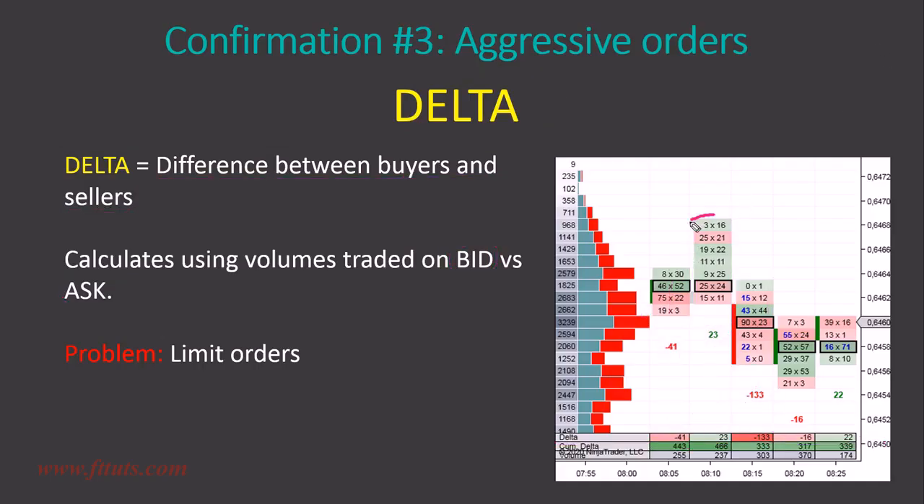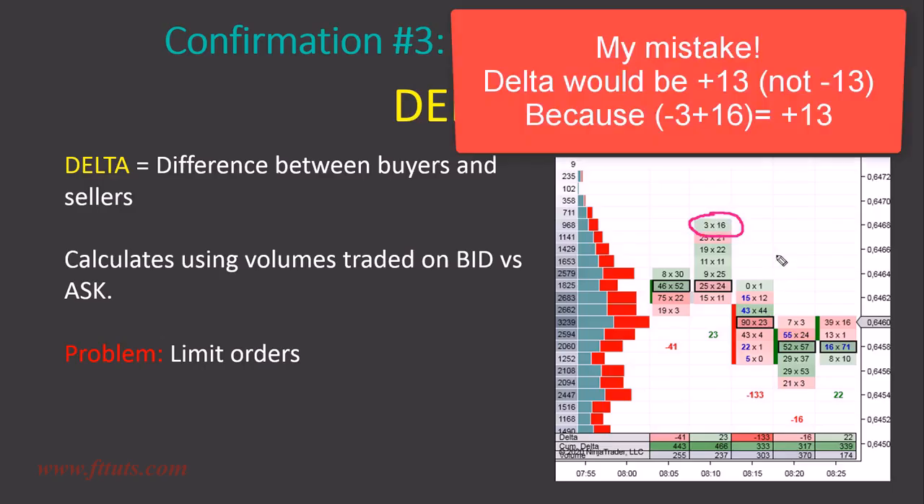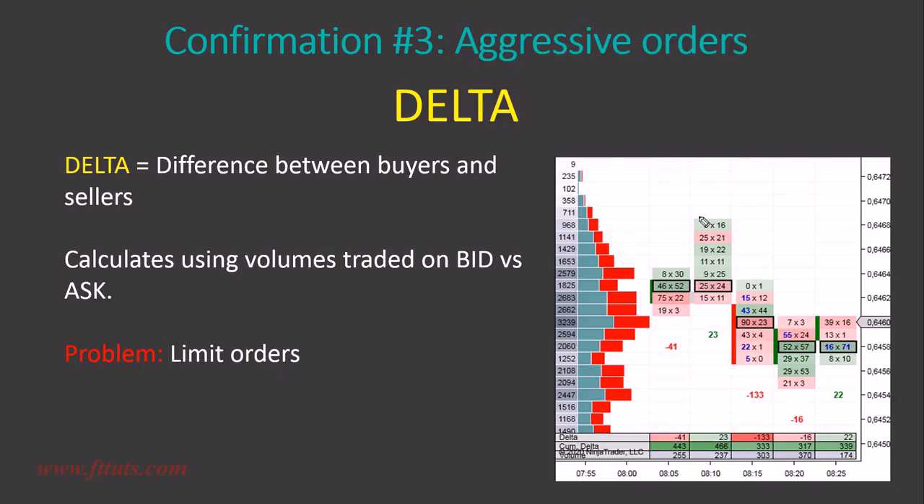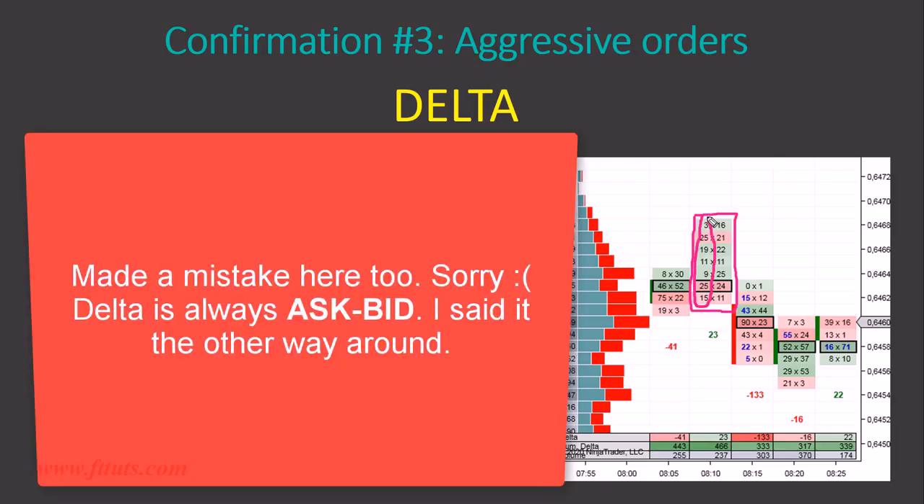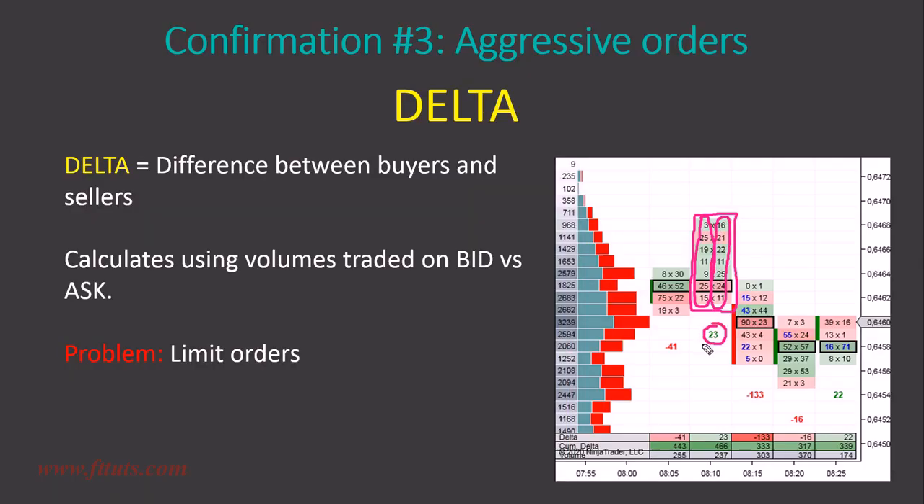So for example, delta just for this one cell would be minus 13, because it would be 3 on bid minus 16. So delta would be minus 13, negative delta, but only for this cell, all right? But delta is always calculated for the whole footprint. So all those numbers, sum of those numbers minus sum of those numbers. In this case, there are more volumes traded on the ask, which is in here, which indicates more aggressive buyers and slightly positive delta.